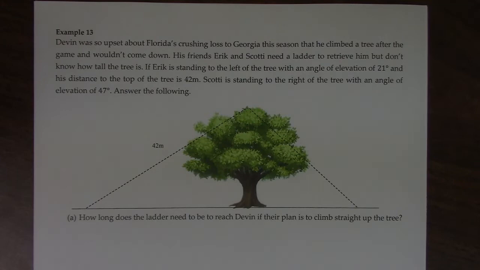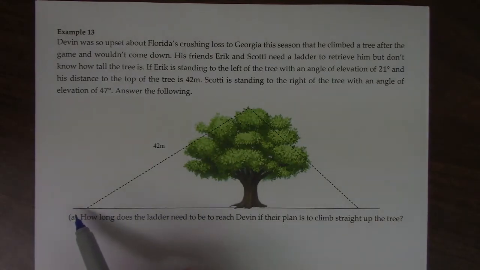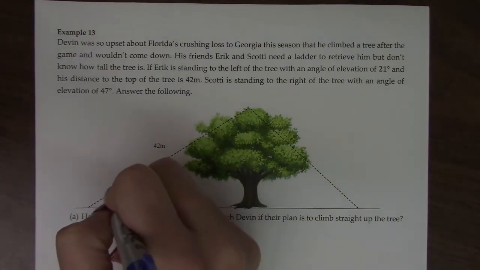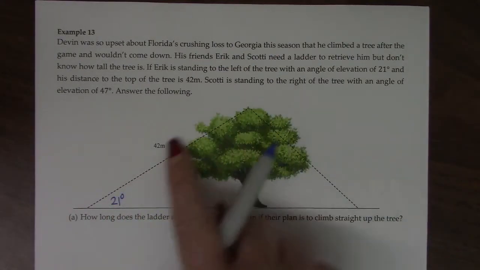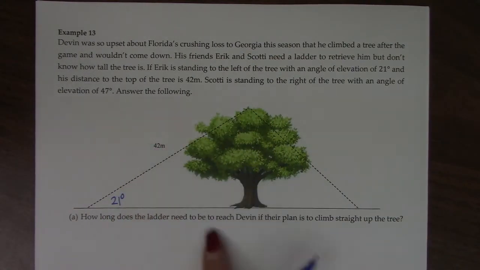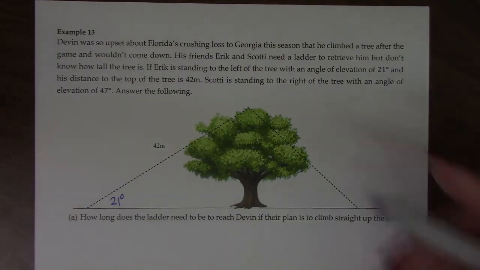Answer the following. So before I start answering any of these parts, I just want to get down on this diagram. That was a lot of information that was thrown at me. So the first thing it said was Eric is to the left of the tree, and the angle of elevation was 21 degrees. So the angle of elevation means if he's standing on the ground looking straight ahead, he has to look up at an angle of 21 degrees to see the top of the tree. The distance from him to the top of the tree was 42 meters, and that was labeled on the diagram. Scotty's standing to the right of the tree, and her angle of elevation is 47 degrees.